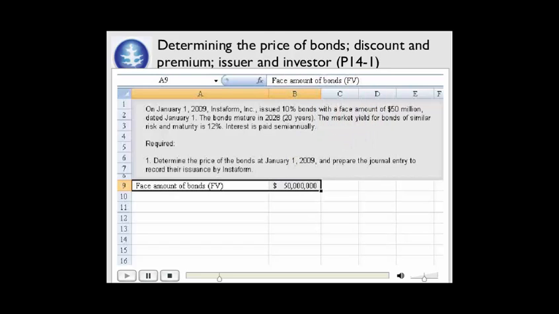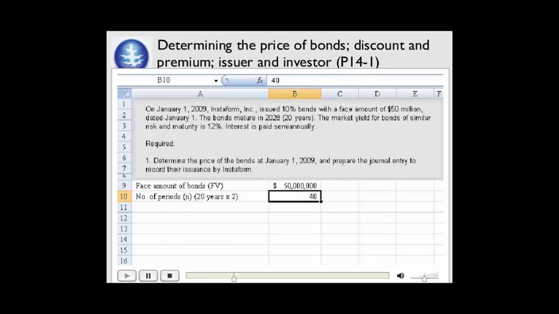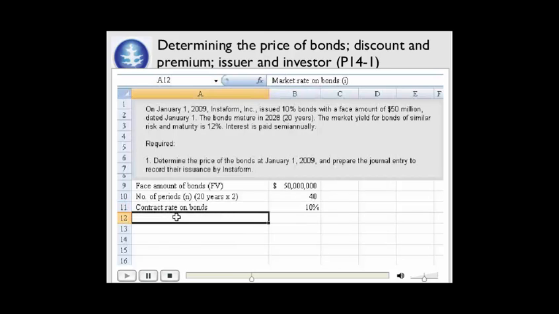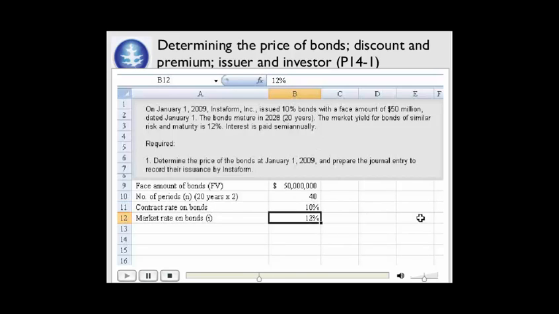Okay, the face amount of the bonds was given as $50 million. The number of periods would be 20-year bonds paying interest semi-annually, so we've got 40 periods. Okay, the contract rate on the bonds is given as 10%. Keep in mind that's an annual rate, so the contract rate on a periodic basis would be 10% divided by 2, or 5%. Now the market rate on the bonds is given as 12%, and again, the periodic market rate would be the 12% annual rate divided by 2 since interest is paid semi-annually, which would be 6%.